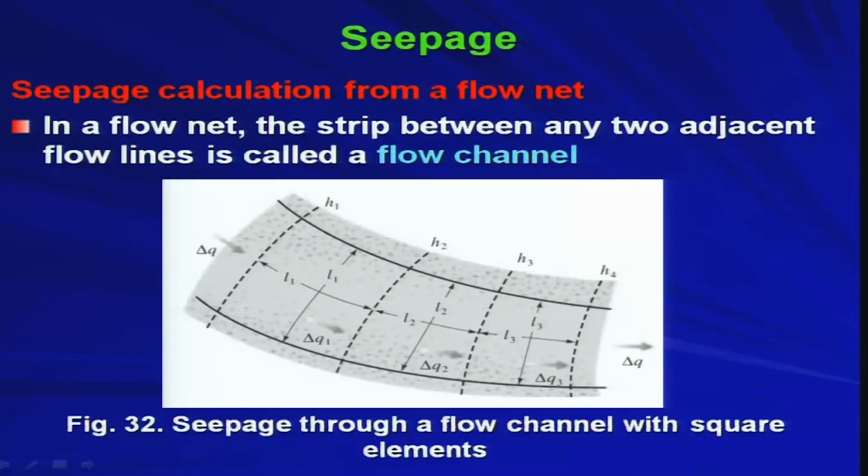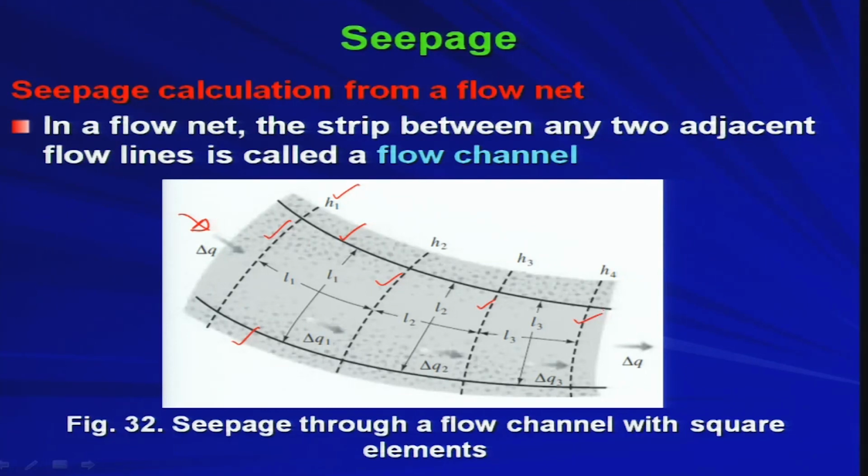Okay. So, now if you look at this, it is a very typical flow channel with square elements. Now, you can see this is one flow line, this is another flow line. So, two adjacent flow lines are basically forming the flow channel. The flow is happening in this direction. So, delta q is the rate of flow or the flow quantity discharge, which is happening through this flow channel. Now, you are getting different equipotential lines like this, like this, like this. So, these are all equipotential lines.